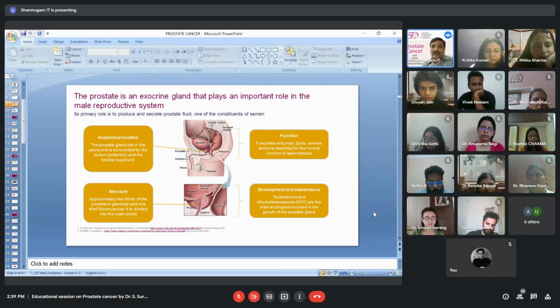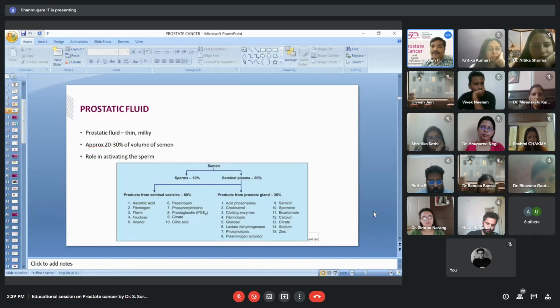This testosterone and dihydrotestosterone comes from a central stimulation, and it has a negative feedback system which can control the growth of the prostate, the hormones associated with it, and the growth of cancer.